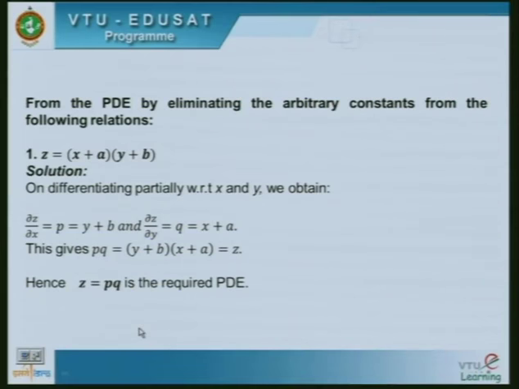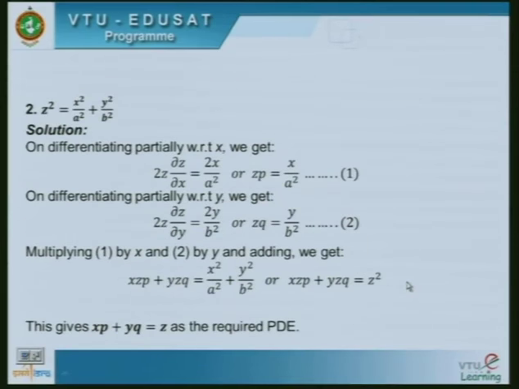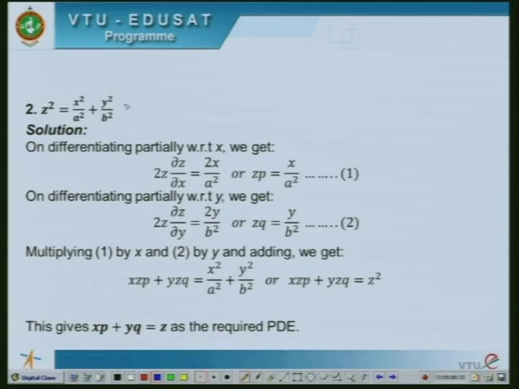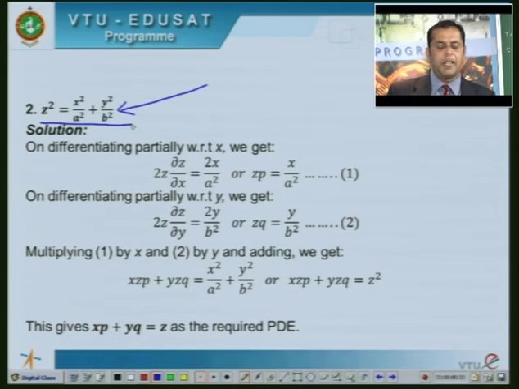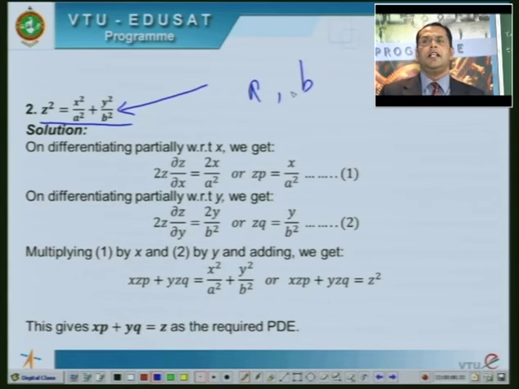Let us go to the next example. z square equal to x square by a square plus y square by b square. Notice in this expression that again there are two arbitrary constants, they are just a and b. The important thing is that it is the arbitrary constants that are present, not the powers of the constants, because if you differentiate a or a square, you are finally going to get only the value 0. So, it does not matter in what power the constants appear.